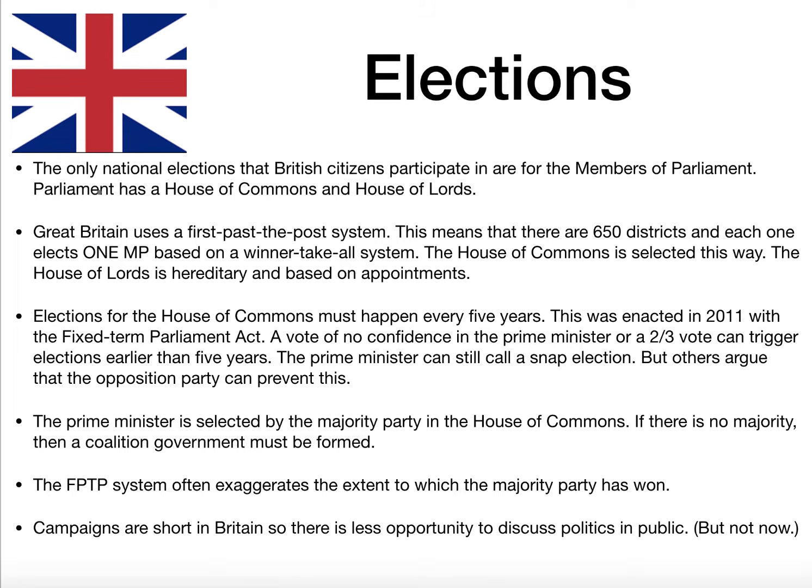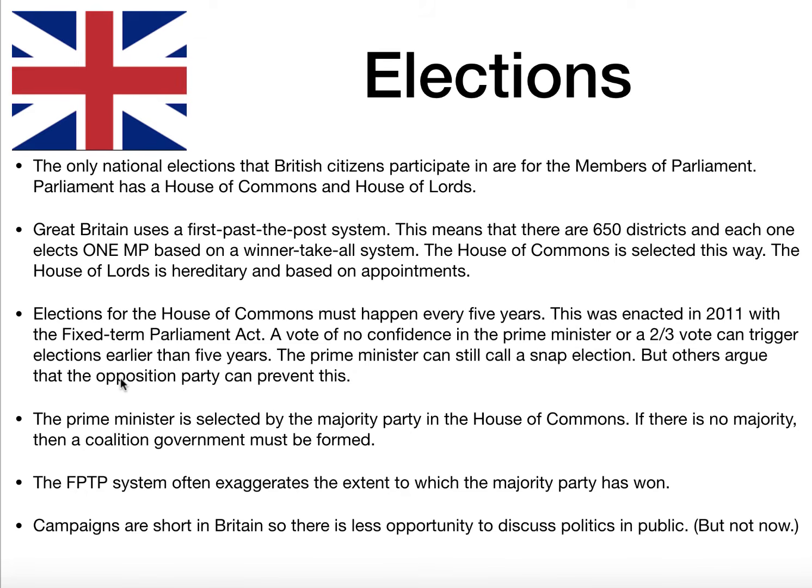But there's actually a debate on whether or not that could actually happen. If they want to have an election earlier than 5 years, it'll happen if there's a vote of no confidence in the Prime Minister, or if there's a two-thirds vote in the House of Commons. And that could happen during this Brexit controversy. All right, I hope you understand the Prime Minister is selected by the majority party in the House of Commons, and if nobody gets a majority, they have to form a coalition.